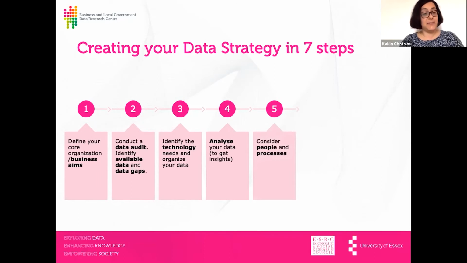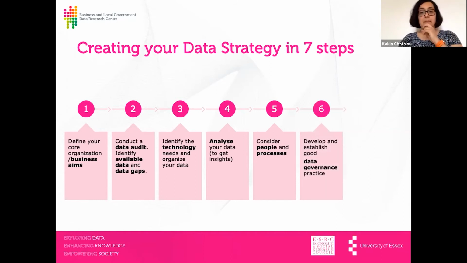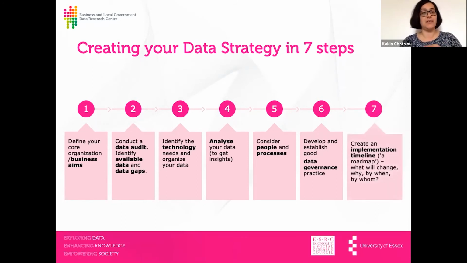Then you need to consider the people and processes that exist, also people and processes that you might need to engage with, or processes you might need to create to be able to accommodate and achieve your data aims. You need to develop and establish a good data governance practice. And once you have elements 1 to 6, all you need to do is put it all together into a timeline with some roles, responsibilities, dates, resources, very much like a project plan, so that you can start implementing it.